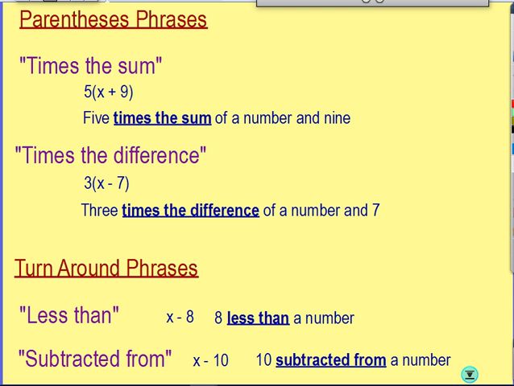There are also turnaround phrases. The first is less than. When you read 8 less than a number, remember that the 8 must come at the end, as it is a turnaround phrase. What you say first is actually written last. The second turnaround phrase is subtracted from. 10 subtracted from a number. Notice the 10 comes after the variable.